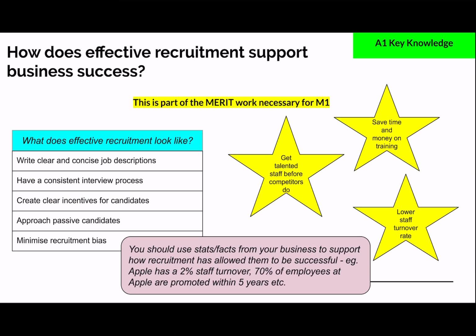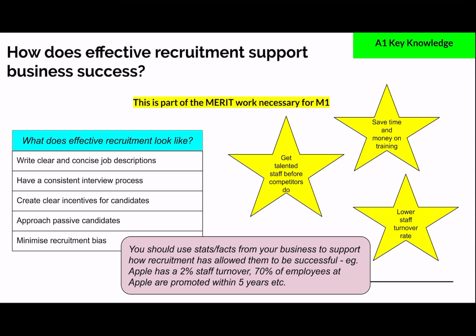They may also choose to approach passive candidates, so these are individuals who aren't actively seeking for a job. Instead, they might choose to link up with them on LinkedIn. They may seek them out by poaching them from rival organisations, which is an effective way to get somebody with the skills that your business needs. This process can help them to minimise recruitment bias so that they are choosing the right candidate for the right role, and they aren't discarding people for certain characteristics that might come across within an interview.